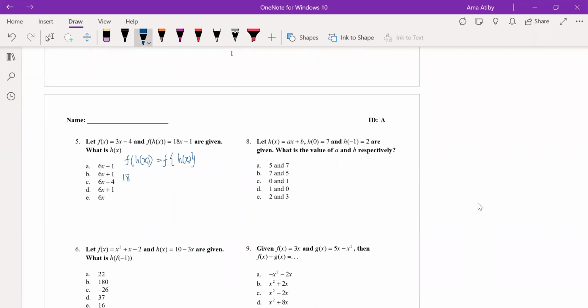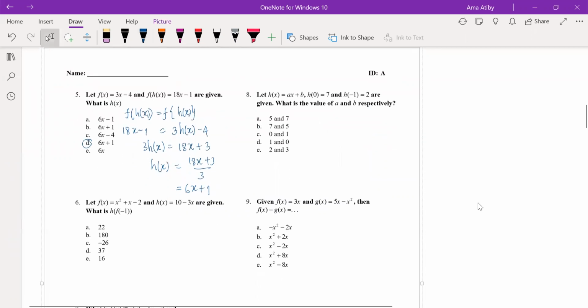So it is equal to 10x minus 1, and we are going to insert h of x into the function of f, and therefore we get 3h(x) minus 4. Solving for this, it will give us 3h(x) equals 18x plus 3, and therefore the function h(x) is 18x plus 3 divided by 3, which is equal to 6x plus 1, and therefore the correct answer for this is D.